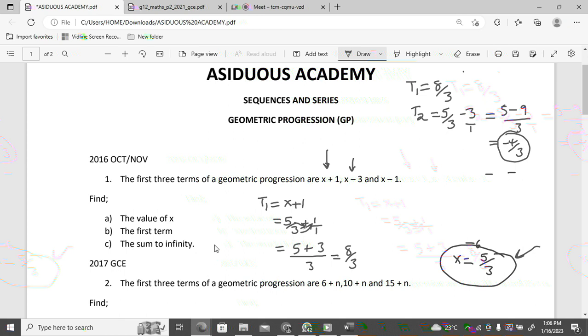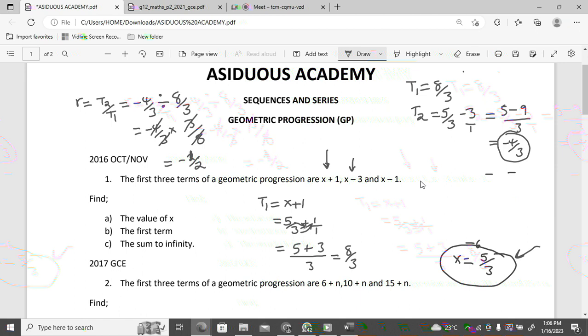Now remember, for C, we want to find the sum to infinity. So before we find the sum to infinity, we need to find the common ratio. Common ratio is given by second term over first term. So this is going to be the second term, negative 4/3, divided by the first term, 8/3. I can also write this as negative 4/3 times 3/8. The 3 cancels, and the 4 can divide with the 8. So that will be negative 1/2. This is the common ratio.